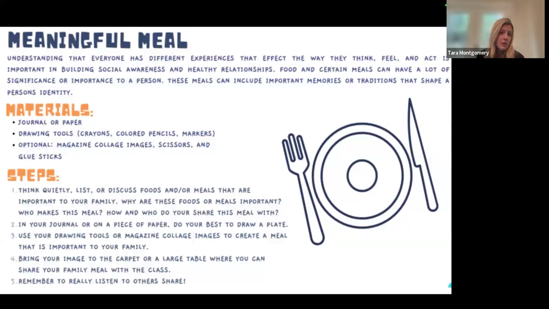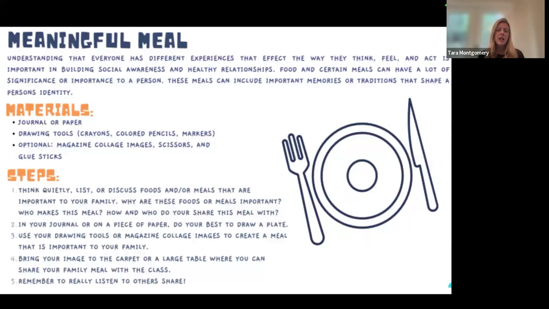So, the materials: paper or journal, drawing tools, and then what's optional is if you have some old magazines that they can take clips of, or even if it's your older students, you can have them get on Google and print out some of the items they would want for their meal. But you would have them just think quietly. We call it thinking time, and my students will do this to show that they're really thinking about it.